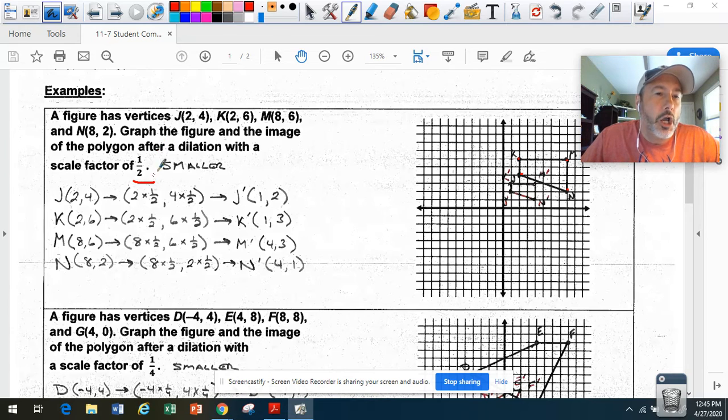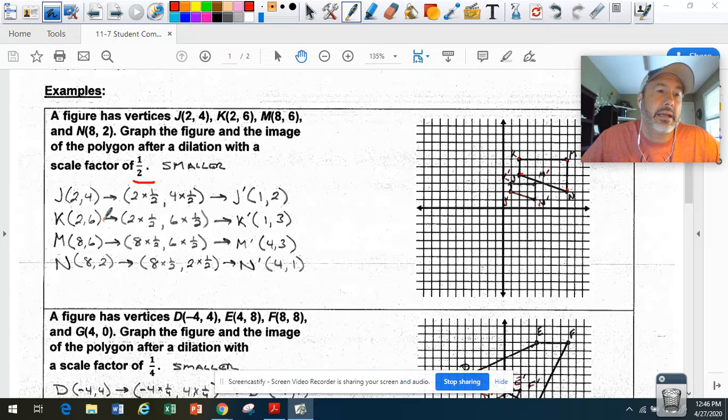So let's take a look here. All we did, we know that our scale factor is 1/2. We know that our object is going to be smaller. So we're going to take our first coordinate, our vertex, J. J is (2, 4). So what we need to figure out is, what is J prime going to be? All I do is I take my x. My x is 2. I multiply it times 1/2. So my new x coordinate for J prime is 1. Take my y. 4 times 1/2 is going to be 2. So my J prime new coordinate is going to be (1, 2). And you can see where we marked it right there. Okay, go with K. Take your x, multiply it by 1/2.